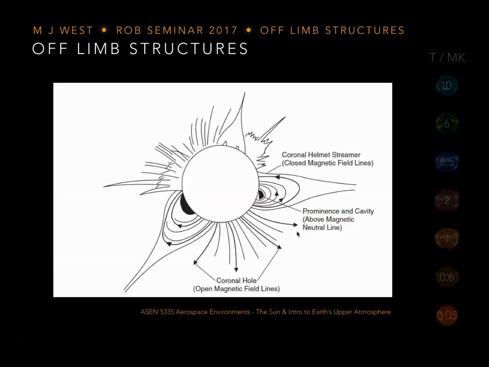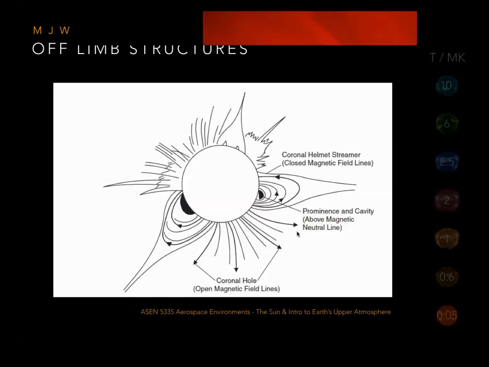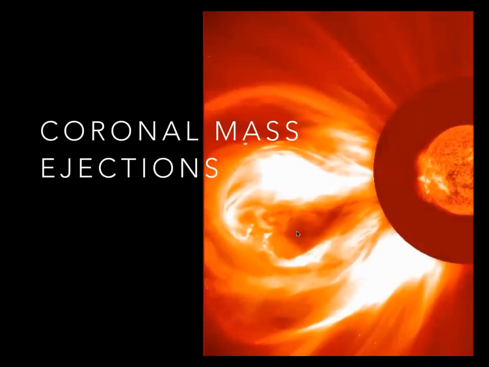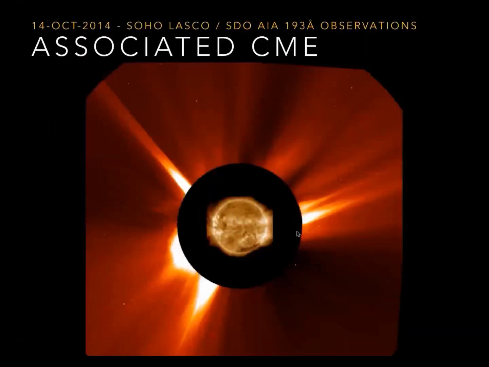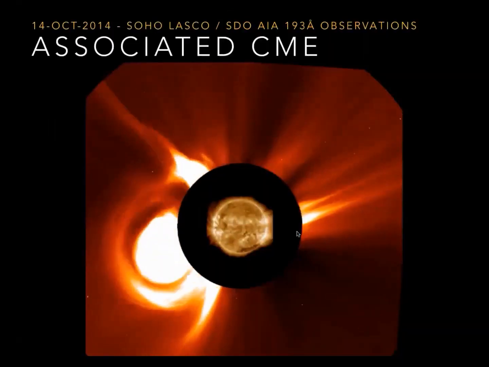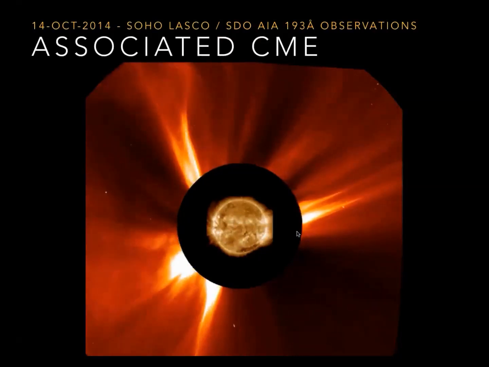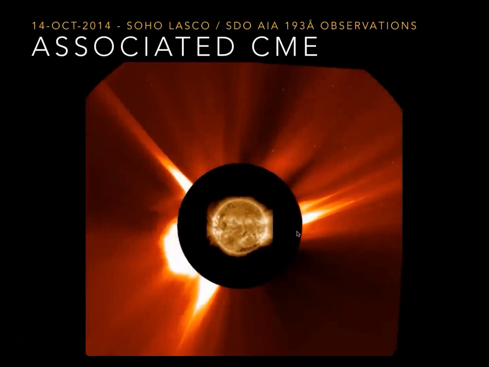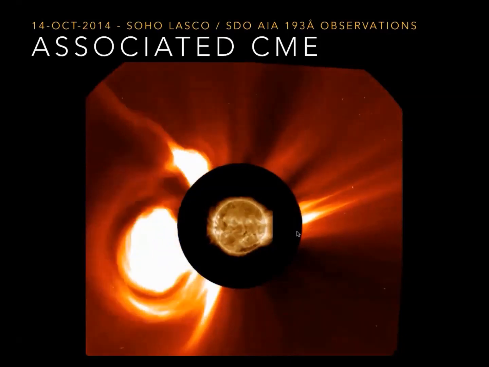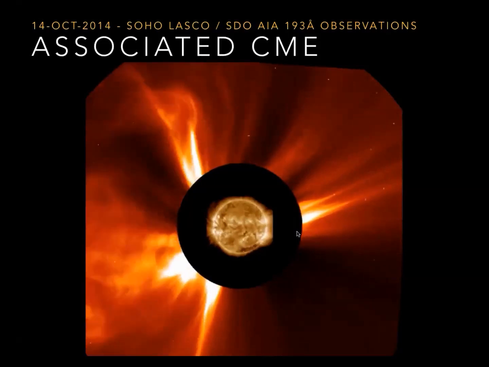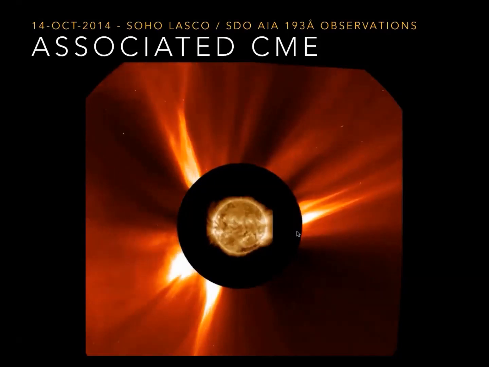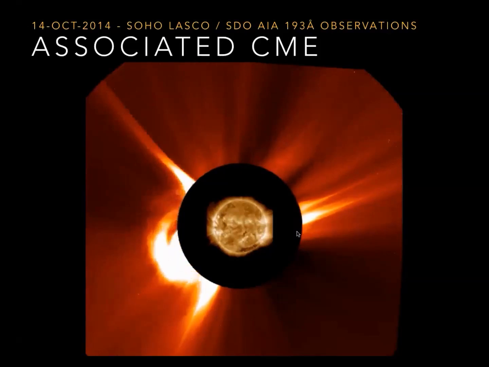Now, in terms of off-limb, off-disk structures, one of the most prominent events and structures we have to consider are coronal mass ejections. I've talked about prominences, active regions and flares, and a lot of these structures can become unstable as the magnetic field becomes tangled up, reconnection occurs and energy is released. So what happens when these structures erupt?